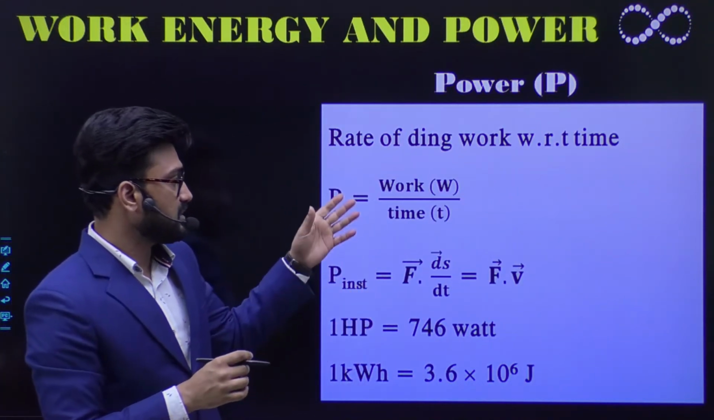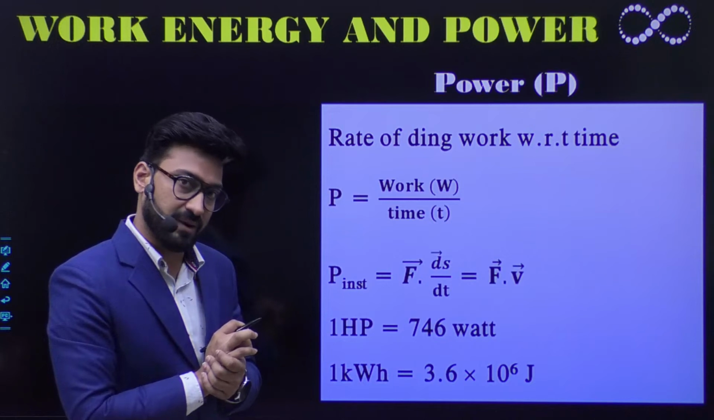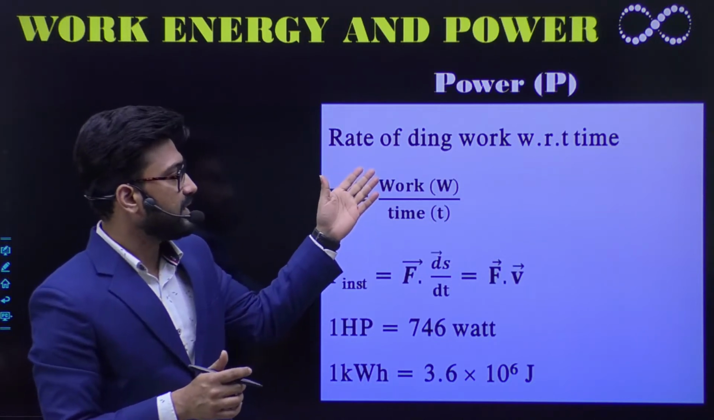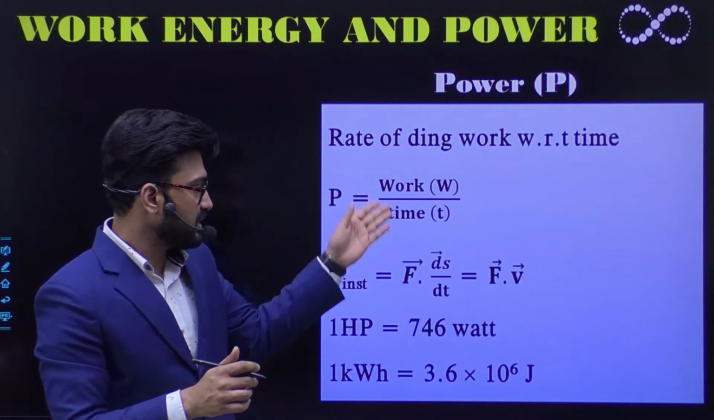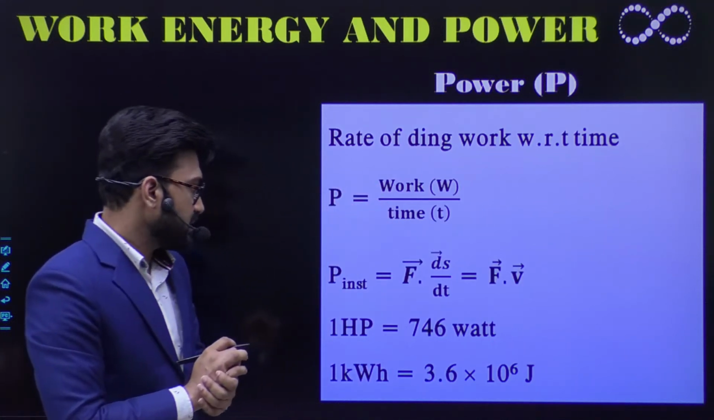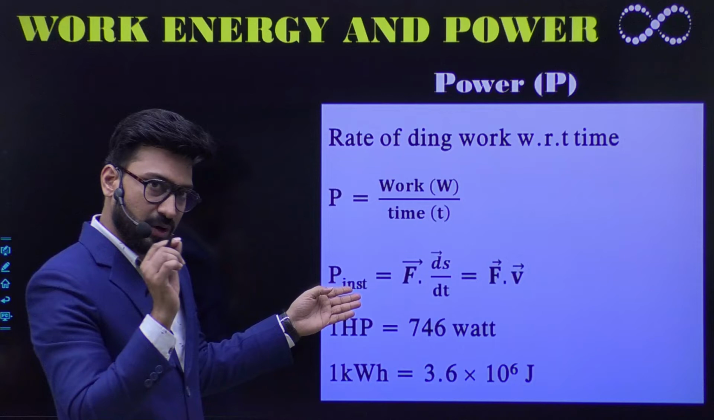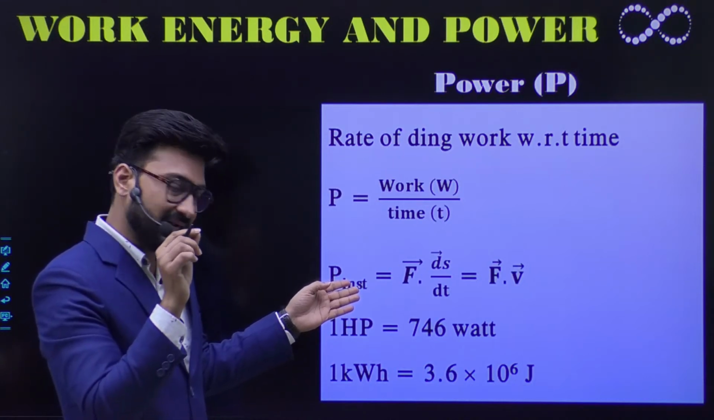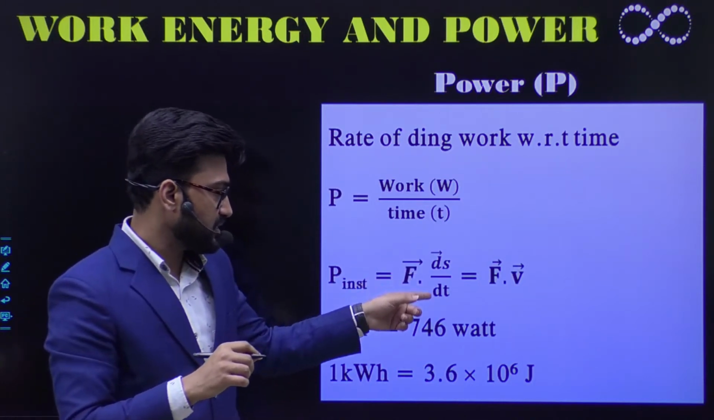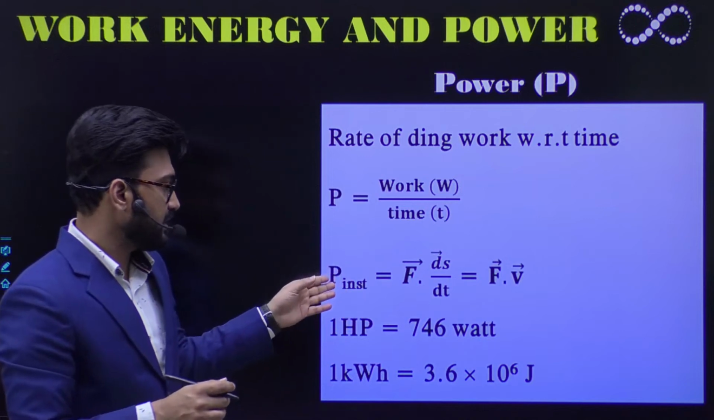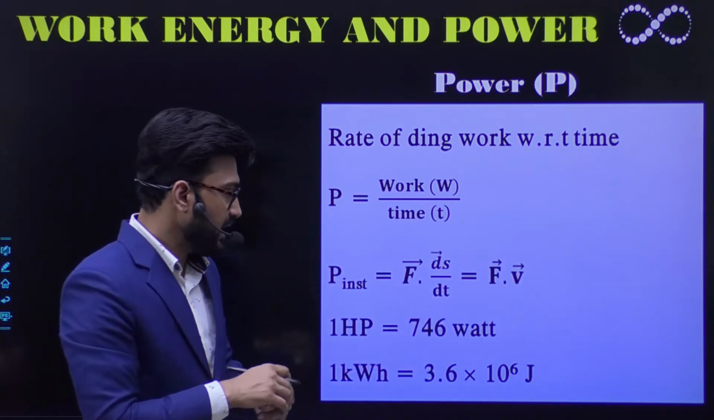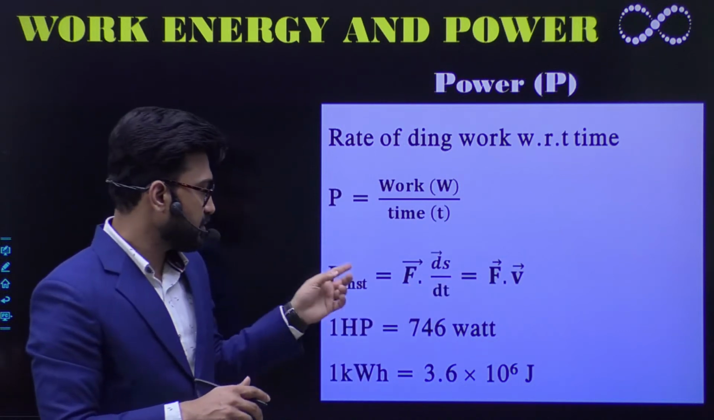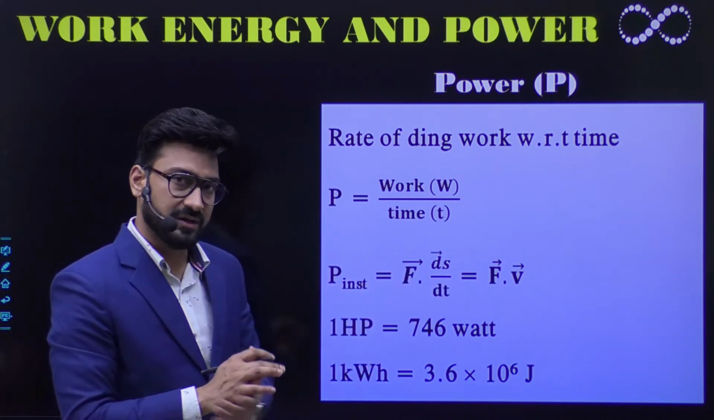So next, what you can learn about is power. Power is nothing but rate of doing work, or time rate of doing work. So power is nothing but work done per unit time. This is also called instantaneous power, the power at that instant: force multiplied by change in displacement per unit time. So it can easily be calculated as F into V. If a body is moving with speed V and is subjected to a force F, then its power comes out to be F dot V.